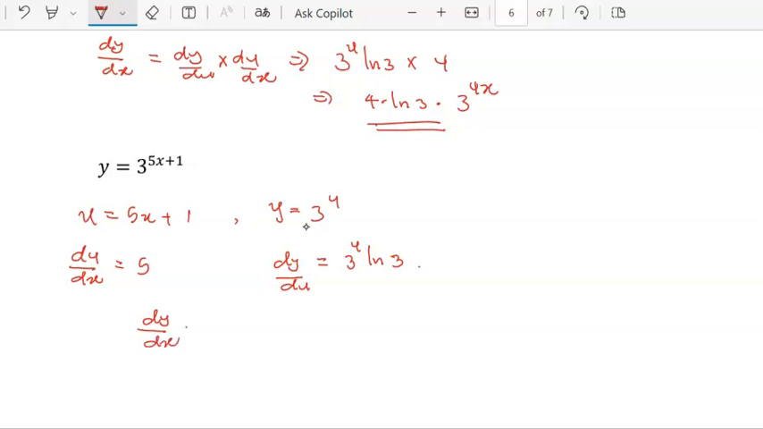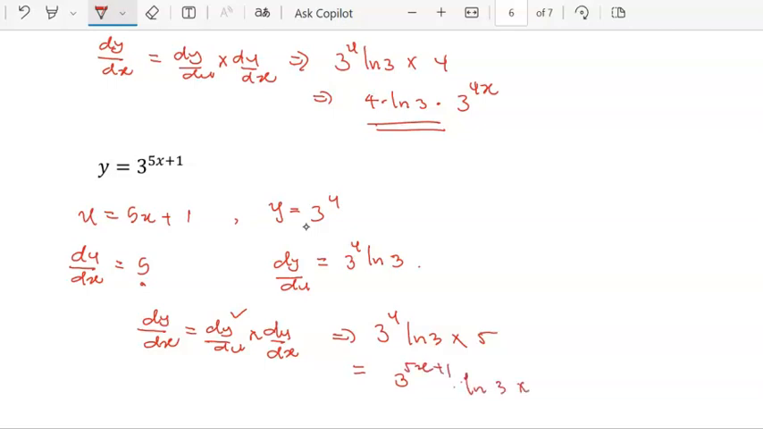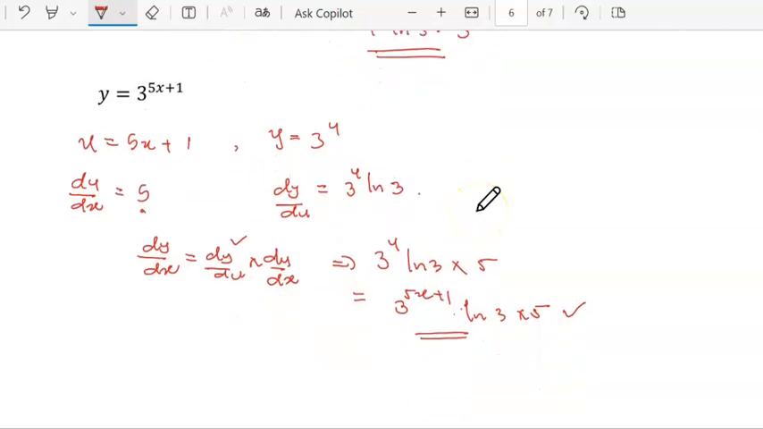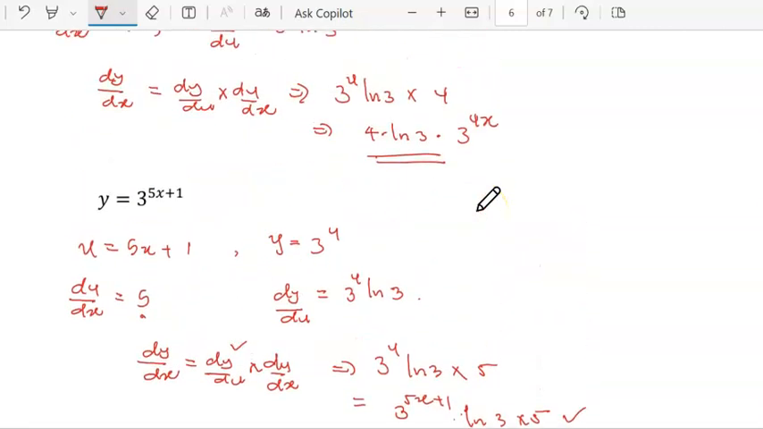Then your dy/dx is going to be dy/du multiplied by du/dx. So when I multiply here, I have dy/du, which is this 3 to the power of u natural log of 3, multiplied by du/dx, which is equal to 5. So that means my answer is just 3 to the power of 5x plus 1 multiplied by natural log of 3 times 5, like that. So still we are connecting the chain rule. This is the derivative of exponential functions.